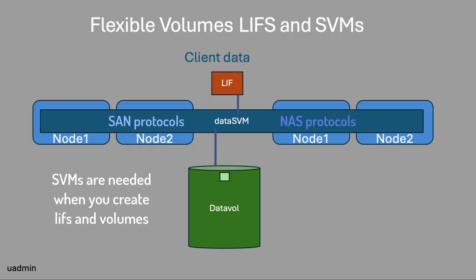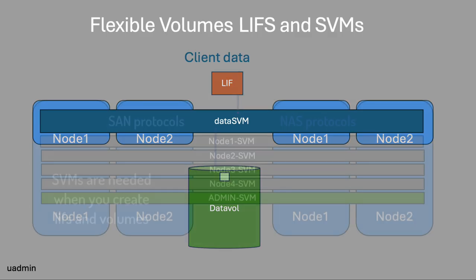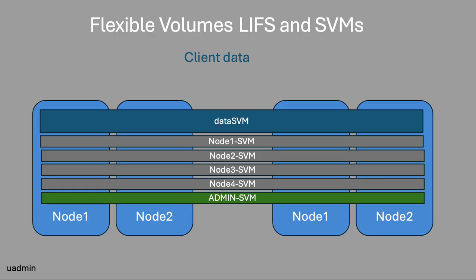So NAS protocols as well as SAN protocols all need LIFs to be able to access the volumes which are hosted by the same SVM. To be honest, it's all about storage virtual machines. So an SVM runs storage protocols like NFS, iSCSI, etc. An SVM has one or more volumes, and an SVM has one or more LIFs to make those volumes accessible. Next to these data SVMs, there's also a single SVM for every node in the cluster, and a single SVM for the entire cluster. These SVMs are used for management, and they're not used by data clients.